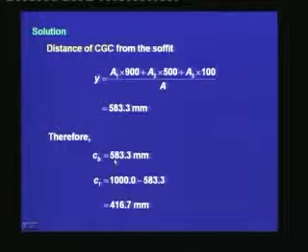CB is equal to y bar equal to 583.3. CT is equal to 1000, which is the total depth, minus 583.3, equal to 416.7 millimeters.